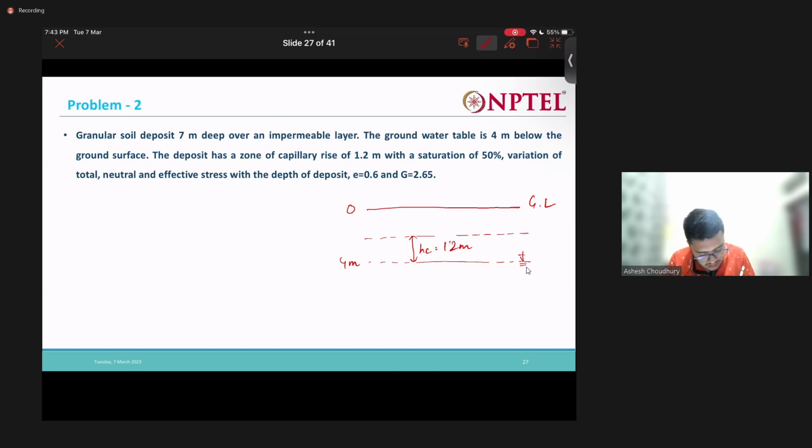The rest is the saturated soil up to my 7 meter.